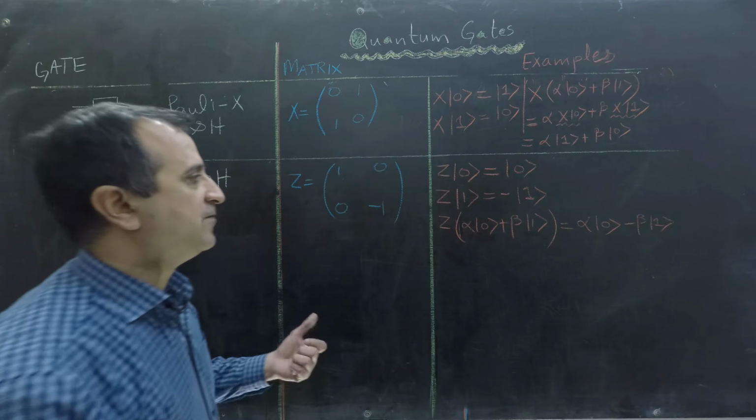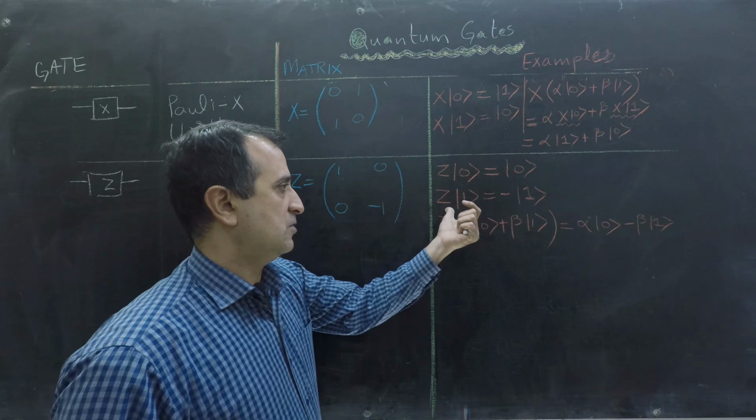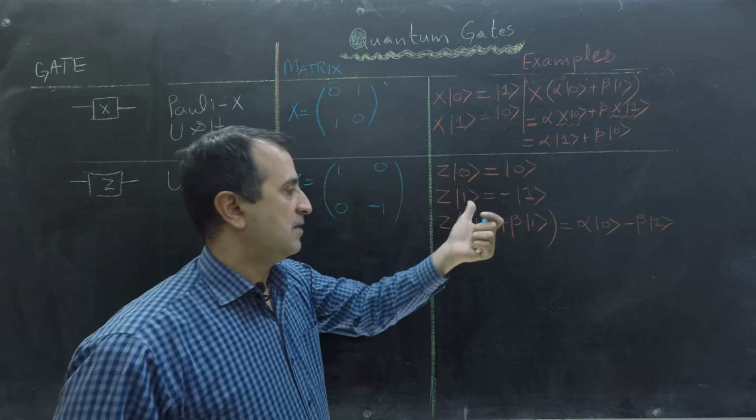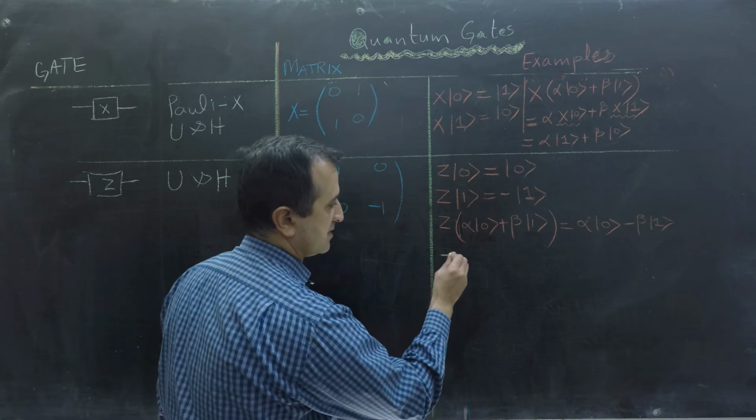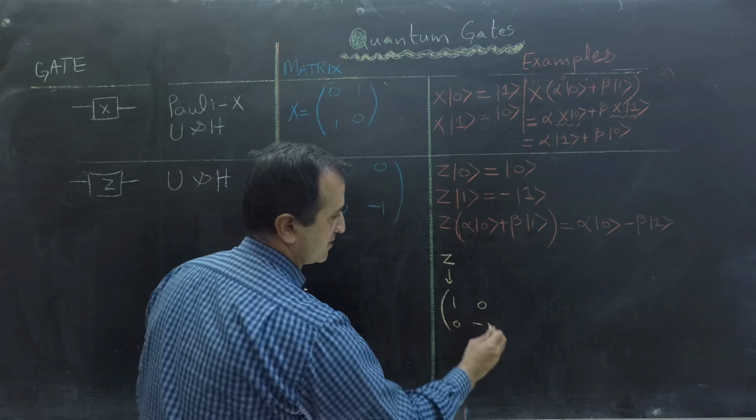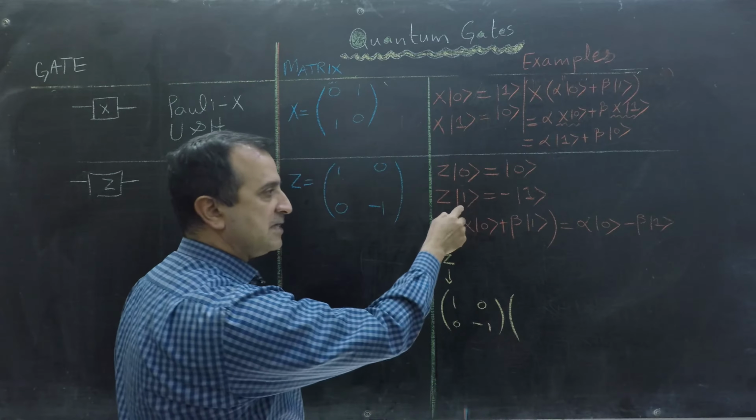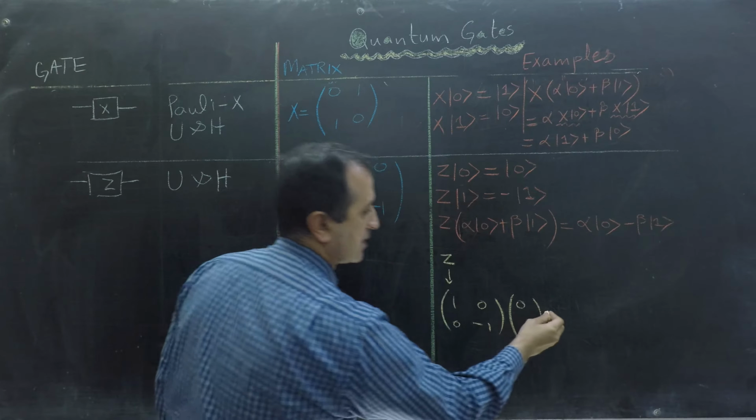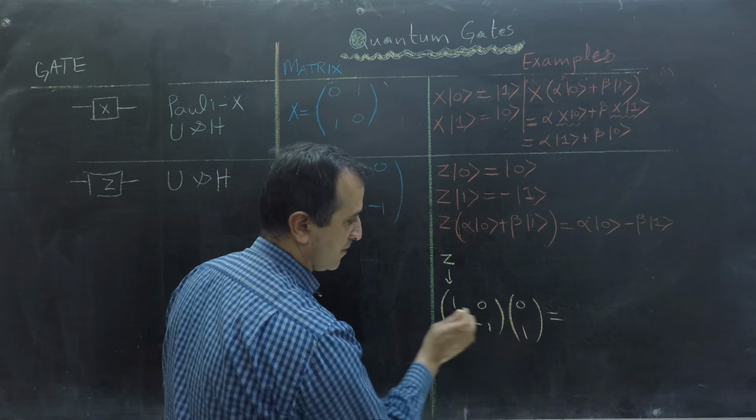We can obviously verify any of this using this matrix. Let's verify this one. So what will be my result if I apply this matrix on vector ket 1? So here is my matrix, which is 1, 0, 0, minus 1. I apply this on vector ket 1. That means my first location has 1 in it because it is ket 1. And now I have to find my answer. I multiply this row with this column.